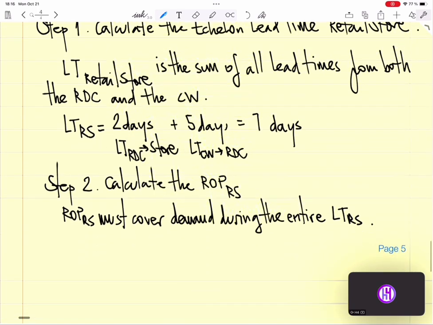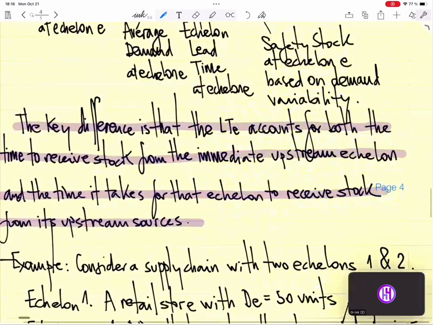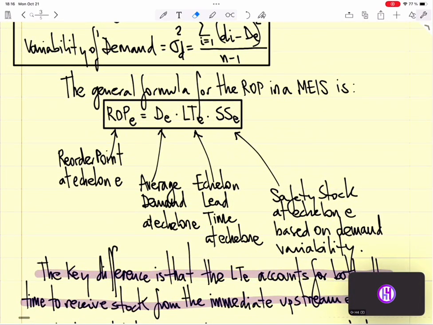So we say our ROP, reorder point, on the retail store equals the average demand at the retail store, RS, times the lead time at the retail store, plus safety stock. I put it wrong. This is a plus. Please correct it, okay? It's not a typo, it's a plus.